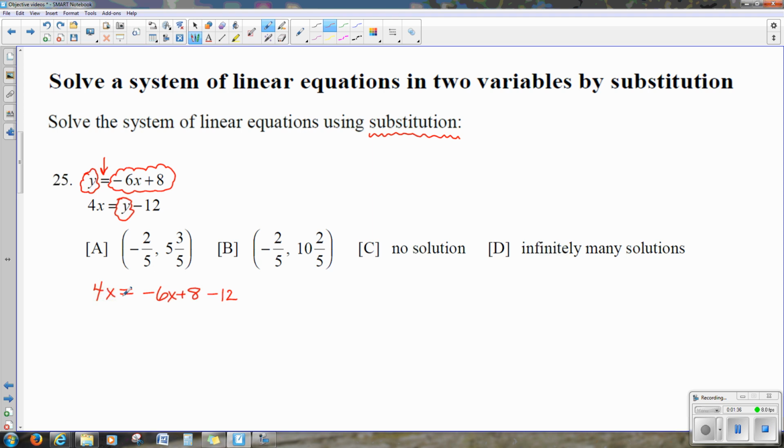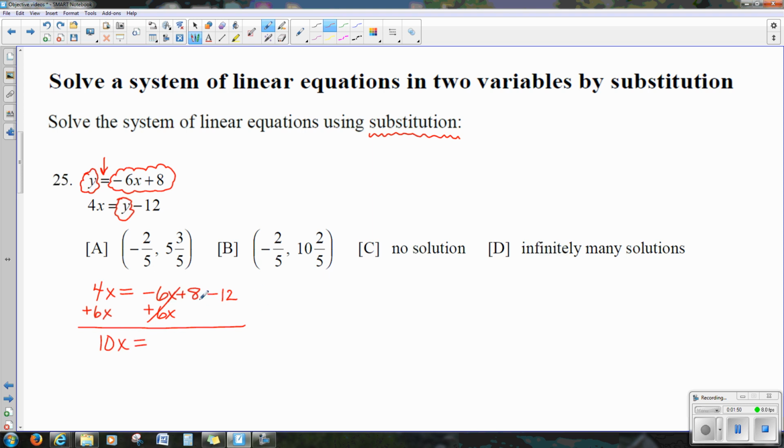All right, now I want to solve this. I've got only x's in this equation, so I'm going to get the x's onto the same side. We're going to add 6x to both sides. So now I know that 10x equals positive 8 minus 12, which is negative 4. And when I divide both sides by 10, I now have x equals negative 2/5, simplified from 4/10. So we have an x value of negative 2/5 here. We just have to figure out what our y value is going to be.